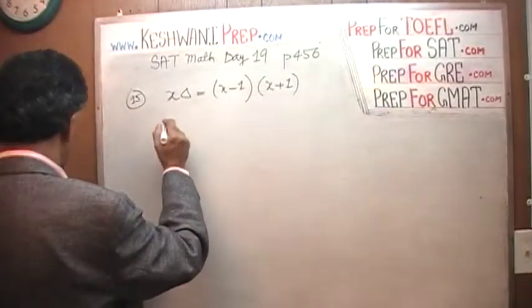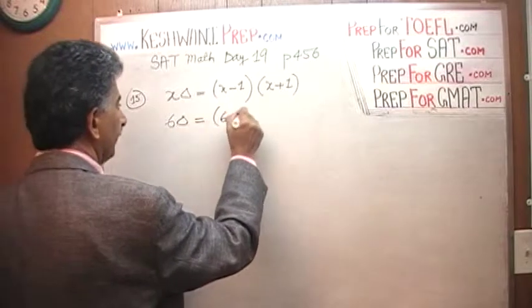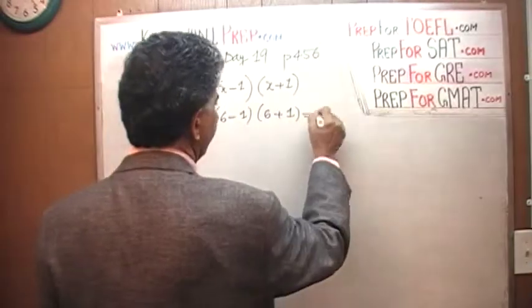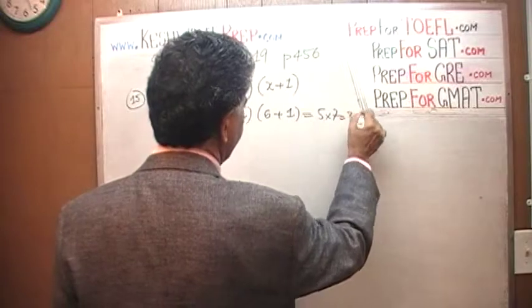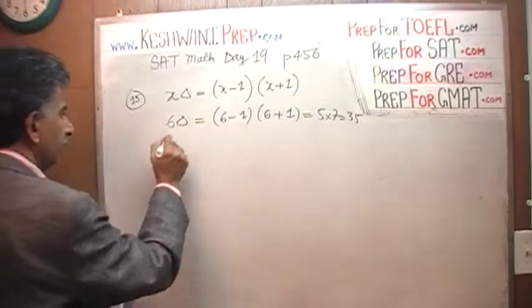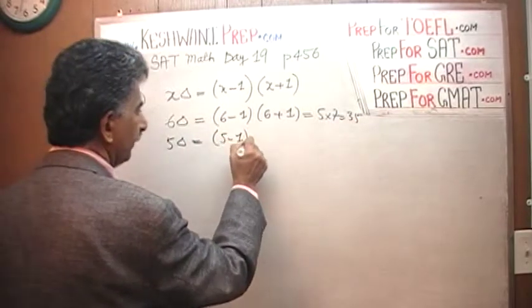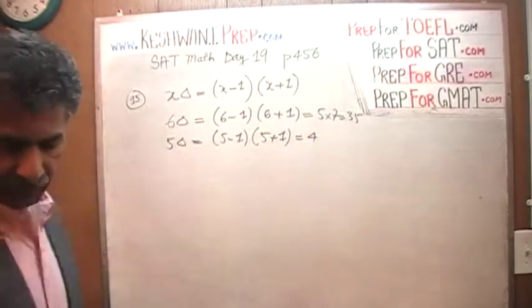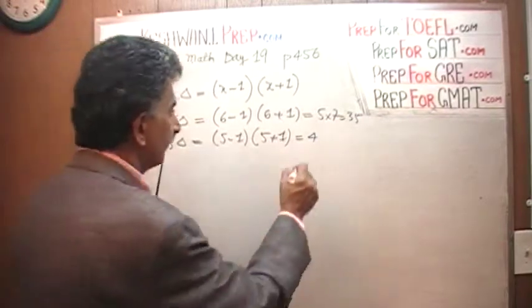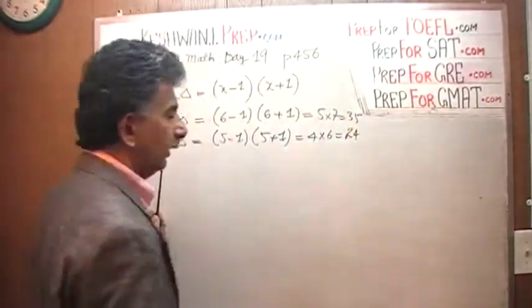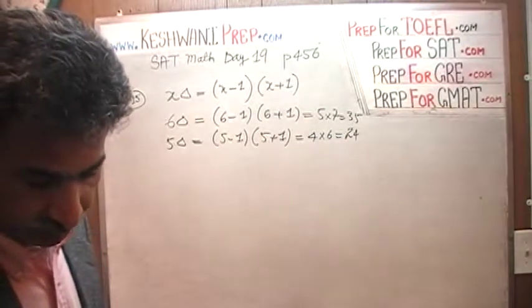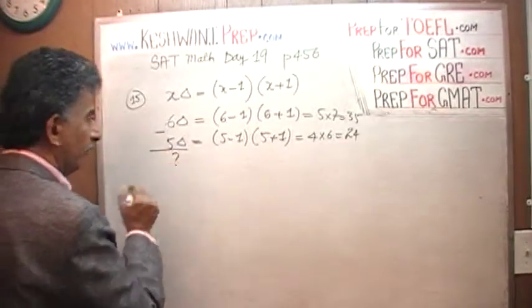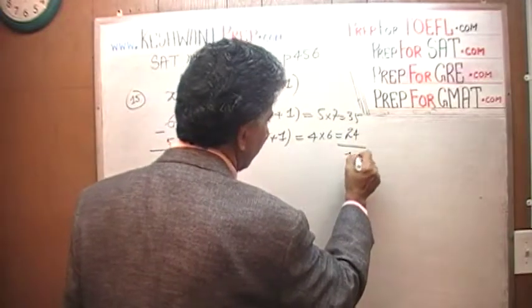6 triangle will simply be 6 minus 1 times 6 plus 1. 6 minus 1 is 5, times 7 is 35. That's 35. Similarly, 5 triangle is 5 minus 1 times 5 plus 1, which is 4 times 6, which is 24. And what are we told to do? We are told to take their difference. It says, how much is 6 triangle minus 5 triangle? Well, right here, it is 35 minus 24, which is 11.